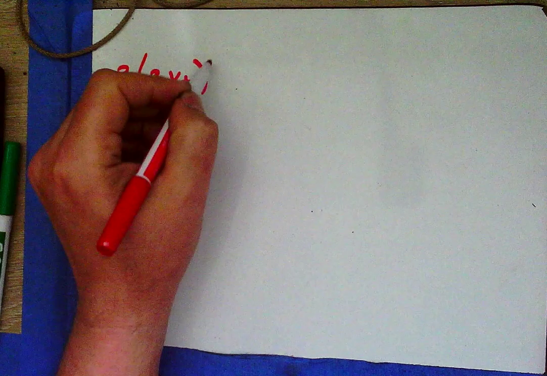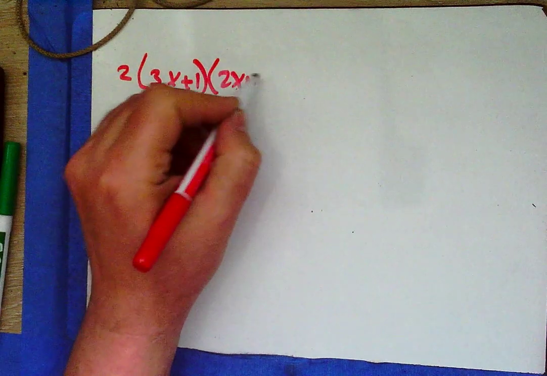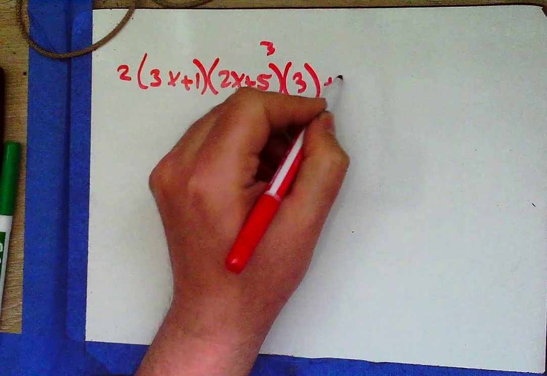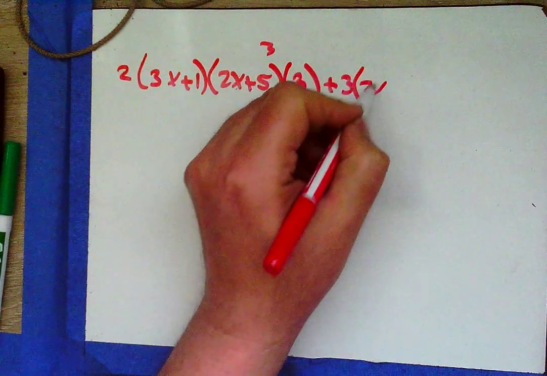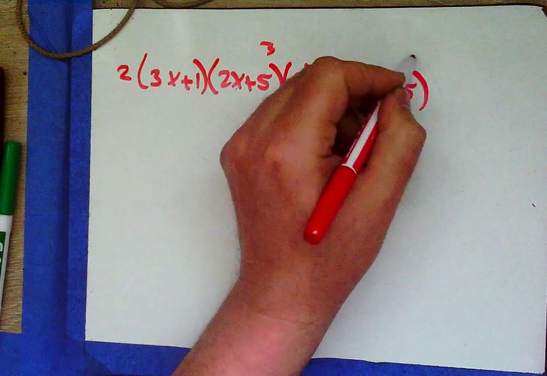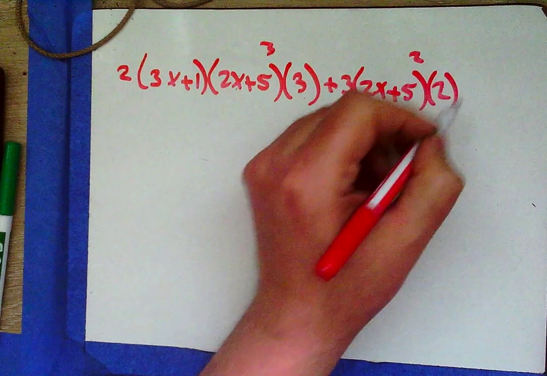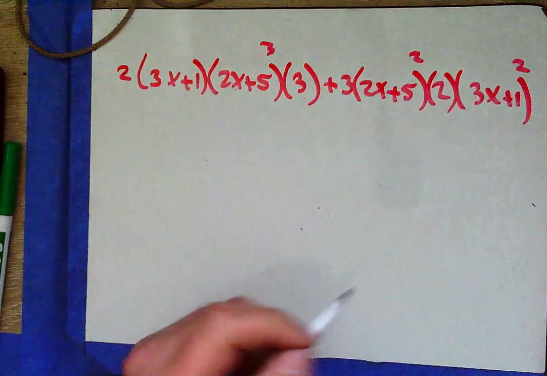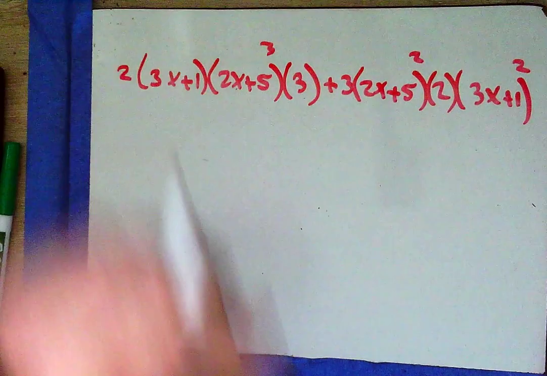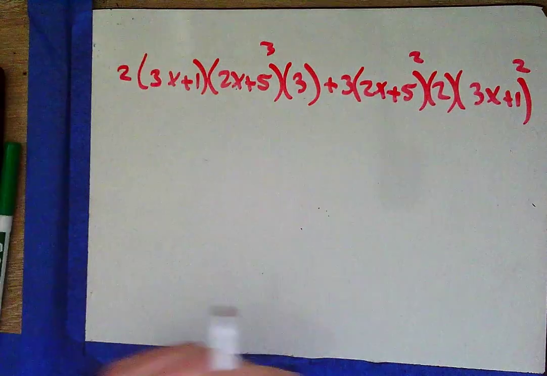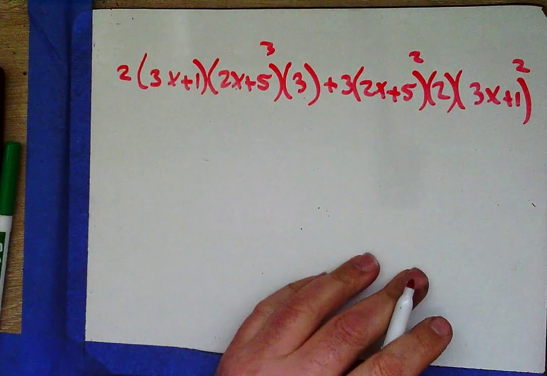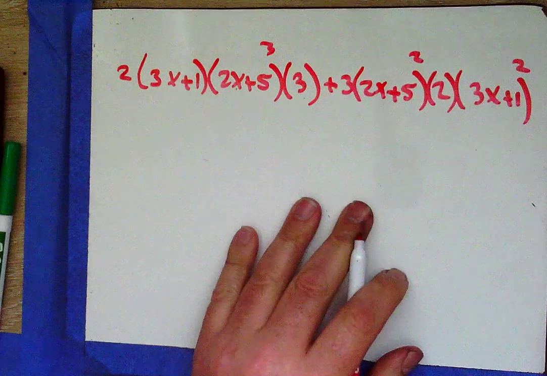2 times 3x plus 1 times 2x plus 5 cubed times 3 plus 3 times 2x plus 5 squared times 2 times 3x plus 1 squared. All right, you know what you need to do. You need to factor this. So please, GCF factor away. Pause the video, come back when you're done.